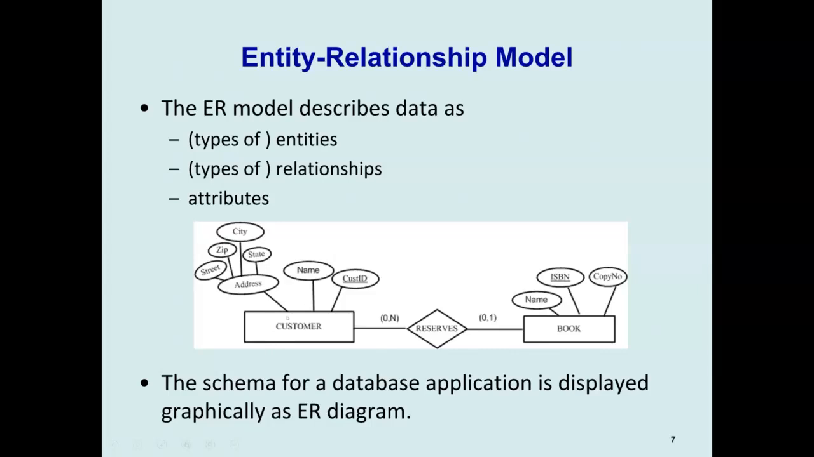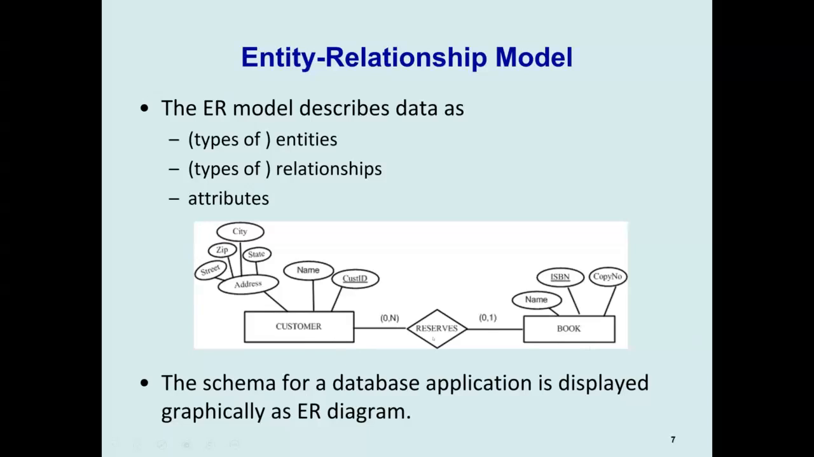For example, for the customer, we're going to record address, name, and class ID. Address can further be split into several components like street number, street name, state, and zip. And for the book, we basically just store three attributes: name, ISBN, and copy number. Okay. Then it also shows there is a relationship between the customer and the book.